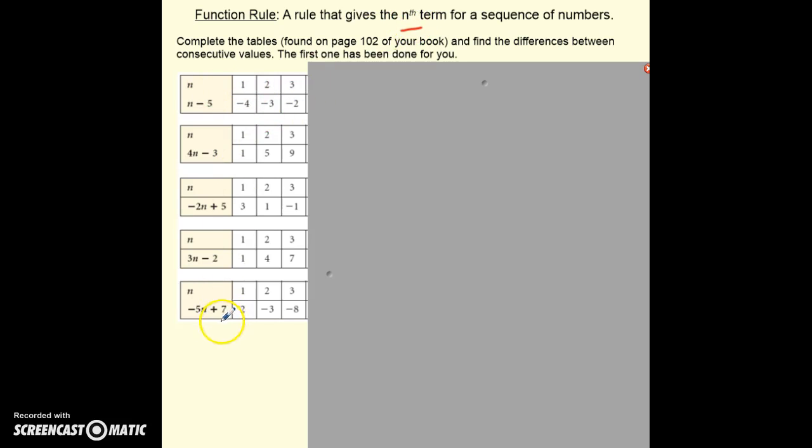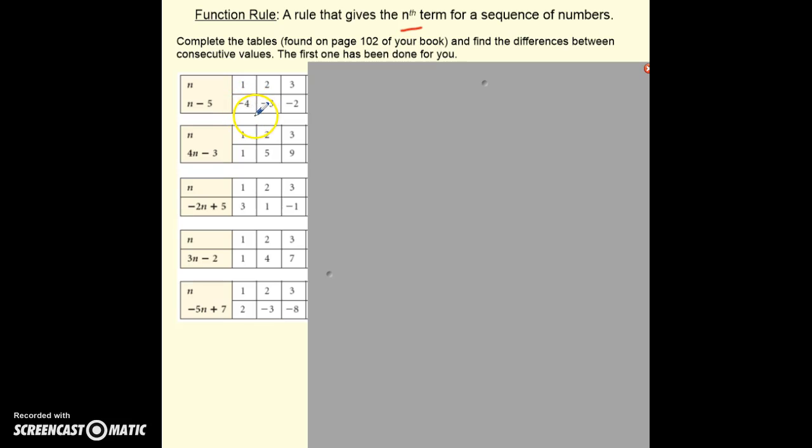So here's some examples. Now we have the nth term, so usually it starts at 1, but really it could start anywhere giving us the data. And then here's our function rule for each of these. Now I've covered up the rest of the tables here. Let's just look and see if we can figure out what's going on.